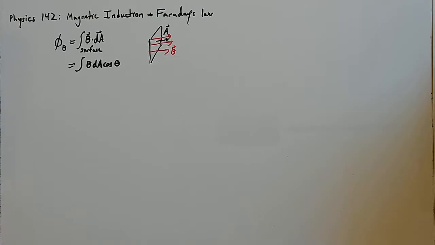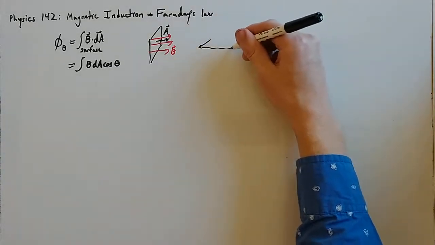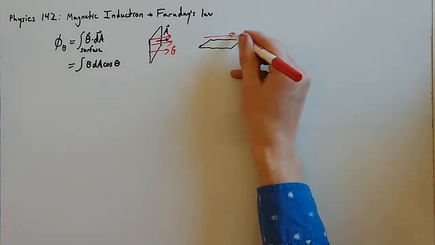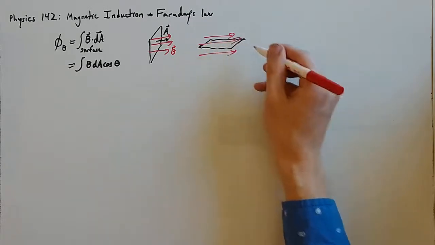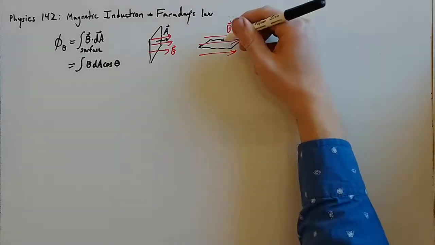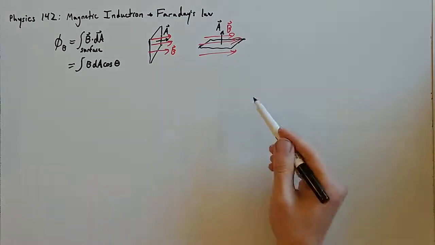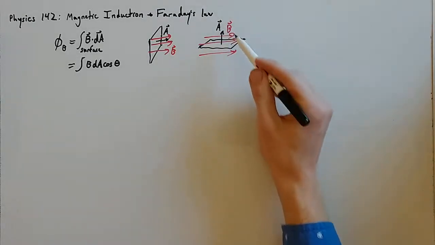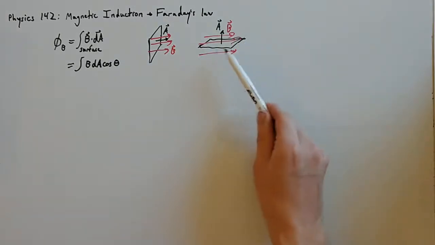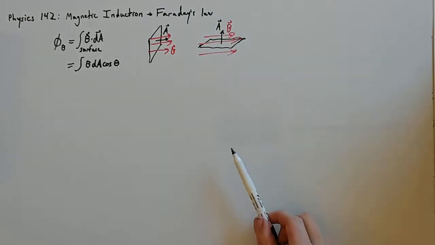And what does that mean? Well, if I took this surface and tipped it on its side, and we still have the magnetic field, here's my magnetic field. Now the area vector would be pointing up, and my B vectors are sideways, and the angle between the area vector and the B vectors is 90 degrees. Cosine of 90 is 0. This would be 0 flux, and that makes sense, because no magnetic field lines are passing through that surface.